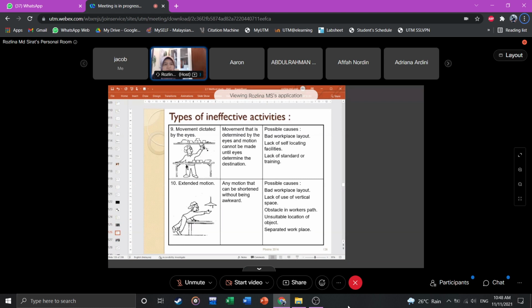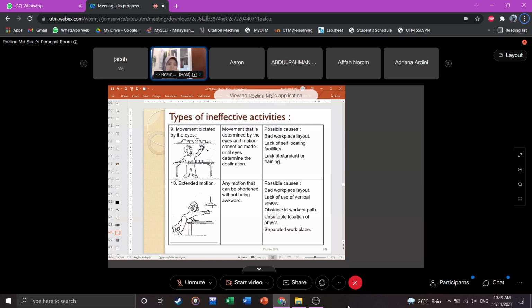Okay, and the last for today, last. Movement dictated by the eyes. Movement that is determined by the eyes, and motion cannot be made until the eyes determine the destination. This is because of the bad workplace layout, lack of self-locating facilities and lack of standard or training.